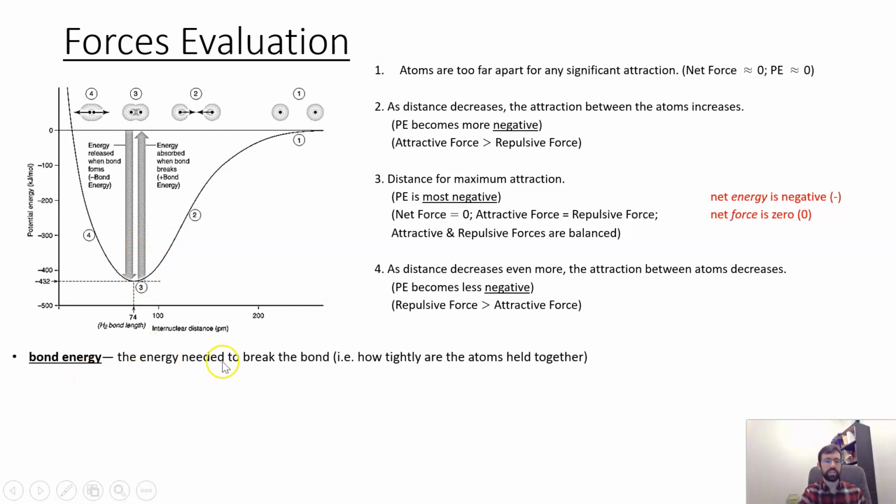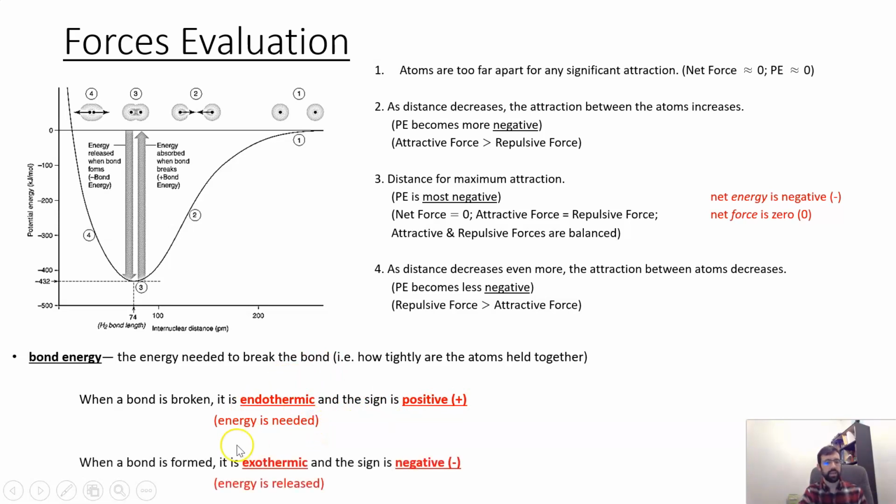The bond energy is the energy needed to break the bond. It's how tightly the atoms are held together. That's going to be represented by the y-axis. When a bond is broken, it is endothermic, and the sign is positive. Energy is needed to break the bond. And when a bond is formed, that's exothermic. The sign of that is negative. Energy is released. You might need to refer back to the endothermic and exothermic notes if you're a little bit shaky on that.